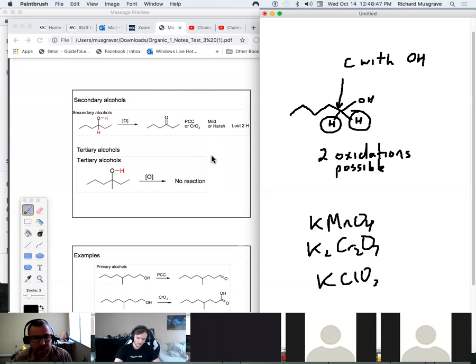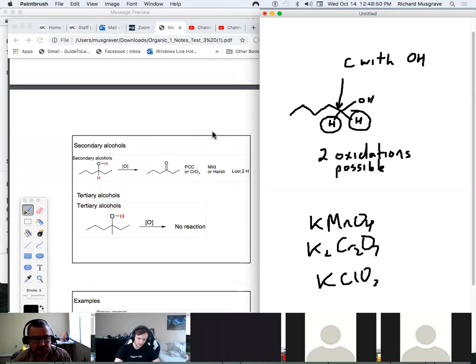With secondary, I will show you some examples of these in a second. Don't panic. Secondary alcohols, you'll notice that the situation is you've only got one hydrogen on the C with the OH. That means only one oxidation is possible. So if you use PCC or CrO3, you'll end up getting the same compound, which is a ketone as a product. You'll notice that tertiary alcohols have no hydrogens on the C that has the OH. So with oxidation, there's no reaction.